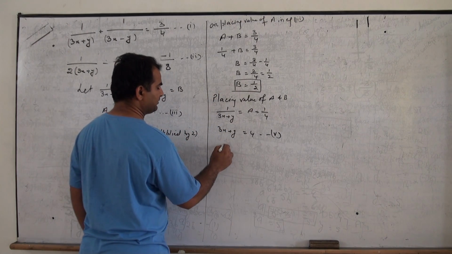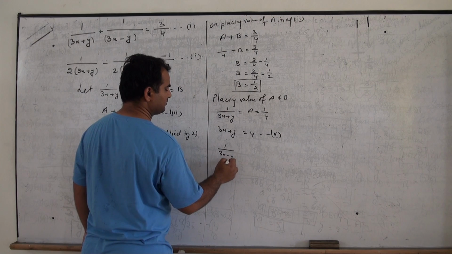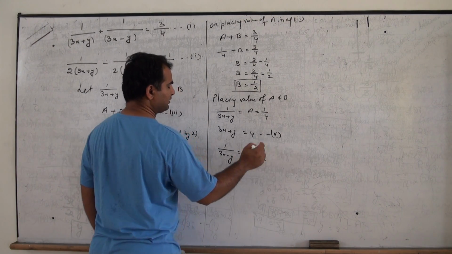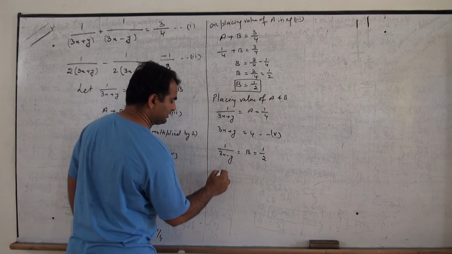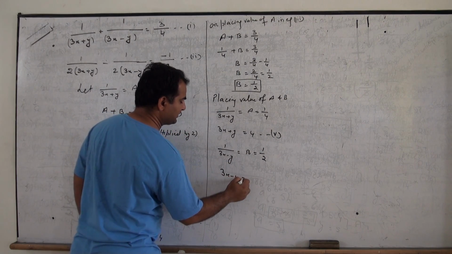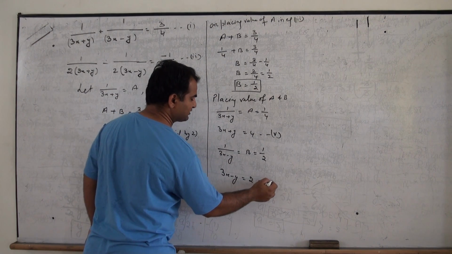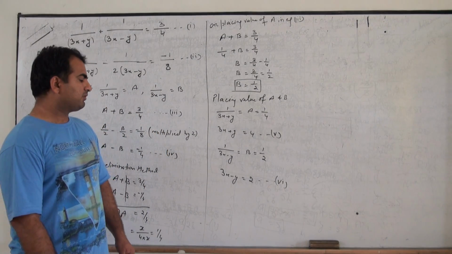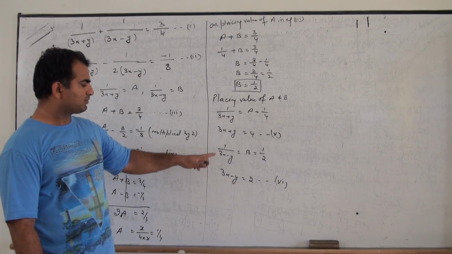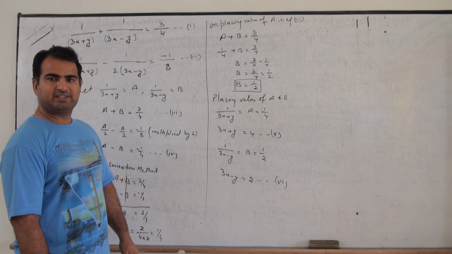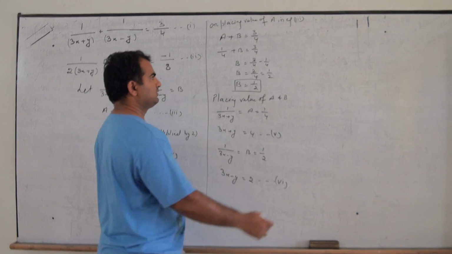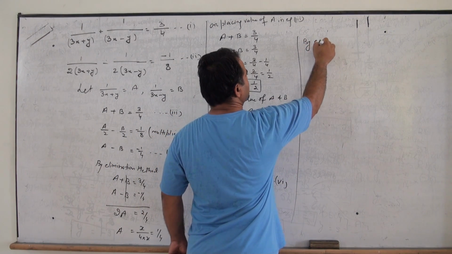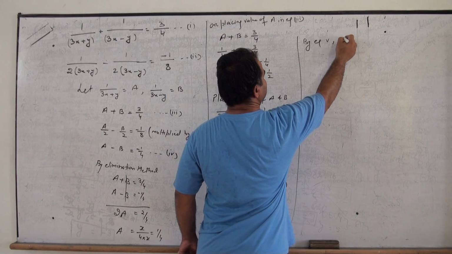And second, 1 upon 3x minus y equals to b equals to 1 upon 2. We can also cross multiply it. So it will be 3x minus y equals to 2. It is equation number 6. Done? What we can do is we can solve equation number 5th and 6th with each other by elimination method.